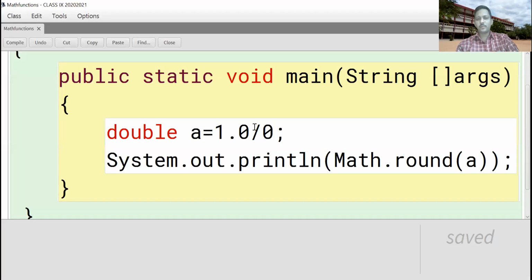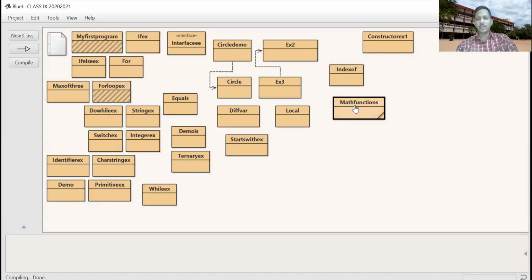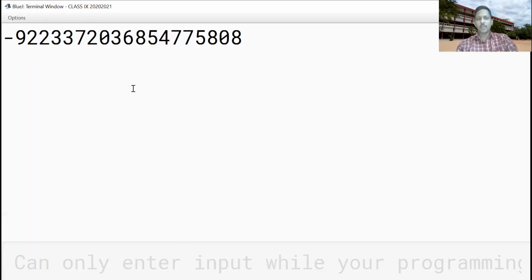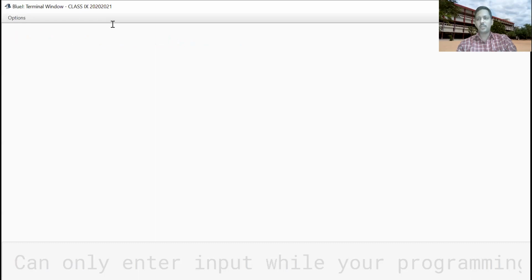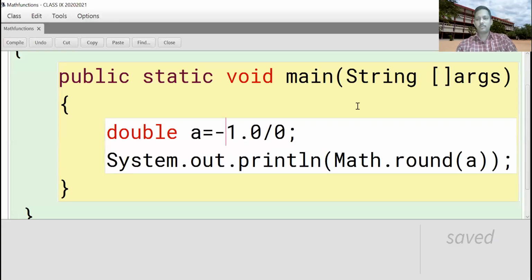Fourth point. If the given argument is negative infinity, then it prints long minimum value. That is, it begins with a minus. See, minus 922 something is the long minimum value. So this is about round method in Java programming.